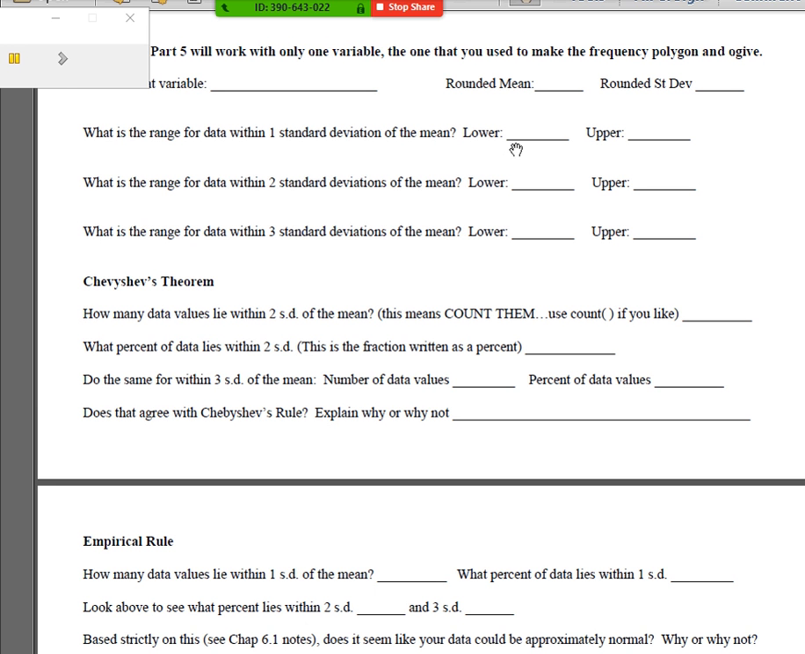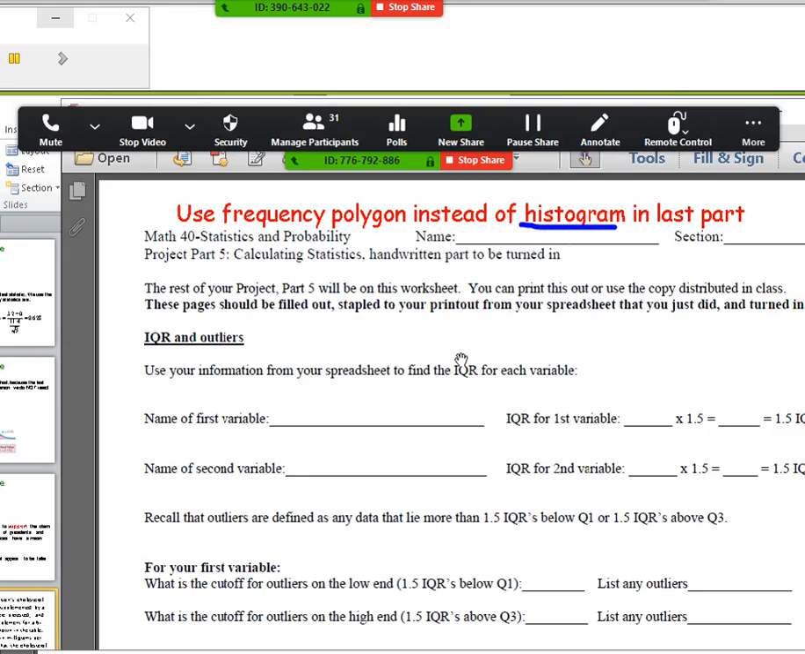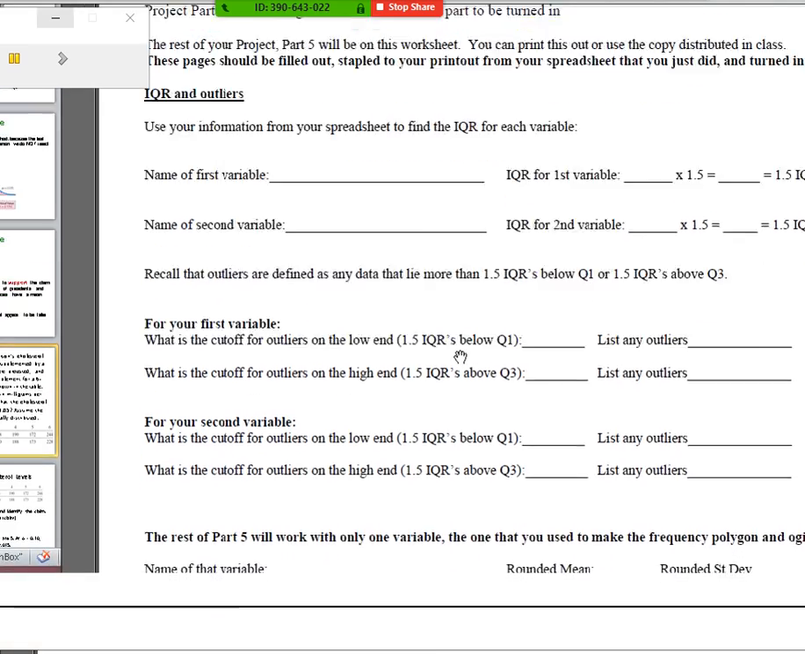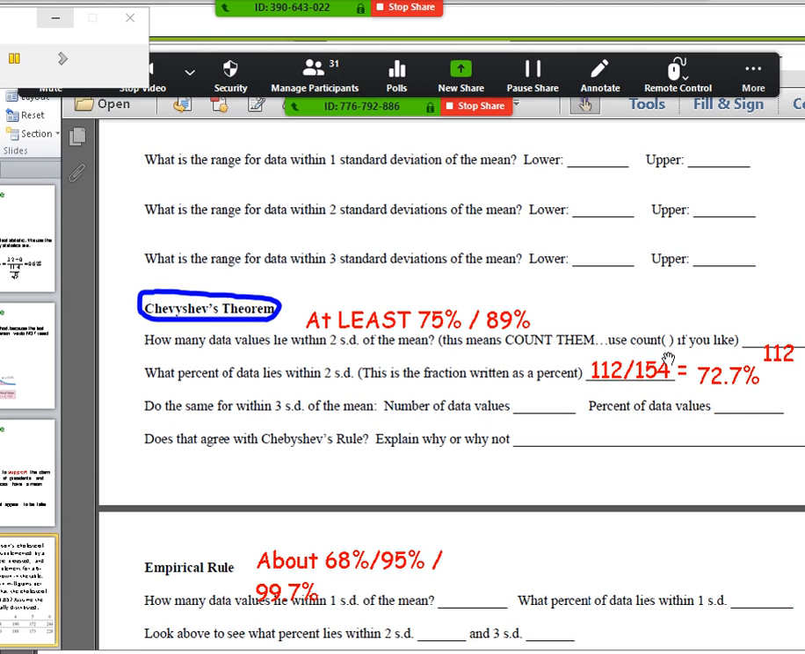For Chebyshev's, what you're going to do is count how many are in each of those ranges. And maybe this is impossible, but say I got 112 of them that were in that range, then the percent would be 112 out of the total, 72.7%. Then to say, does that match up with Chebyshev's theorem, which says it has to be at least 75%? And no, it doesn't, because it's not at least 75%. So this is actually impossible.